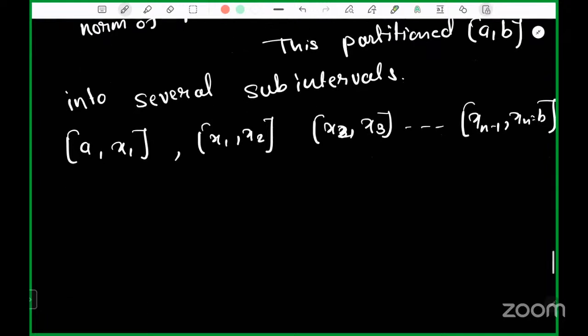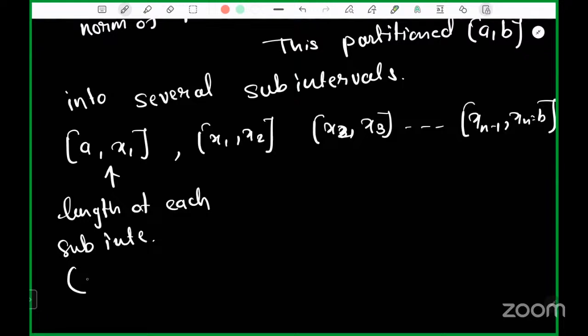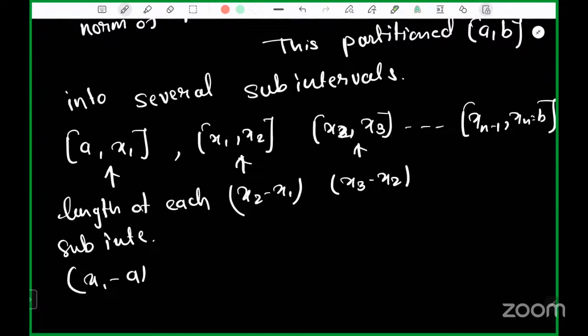Now related to each subinterval we can define the length of each subinterval, right? So the length is nothing but x1 minus a. That means the end point minus the previous point. So the length of this subinterval will be x2 minus x1. The length of this subinterval will be x3 minus x2. The length of the last subinterval will be b minus xn minus 1.